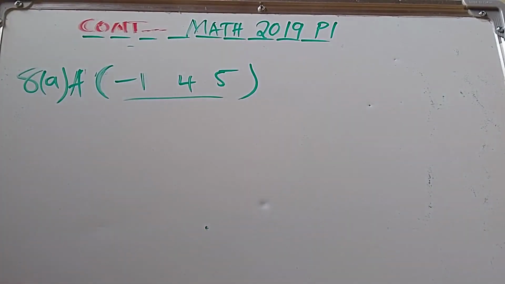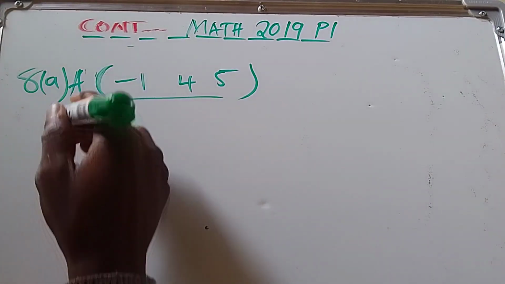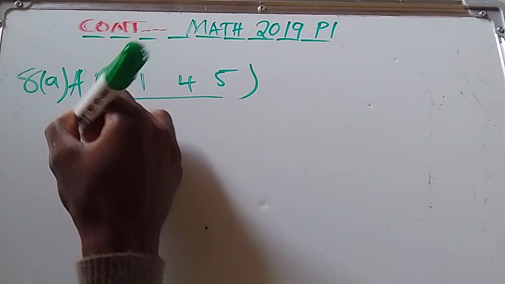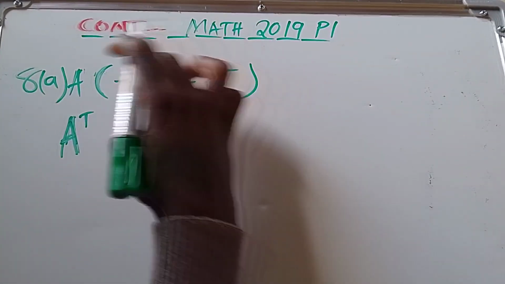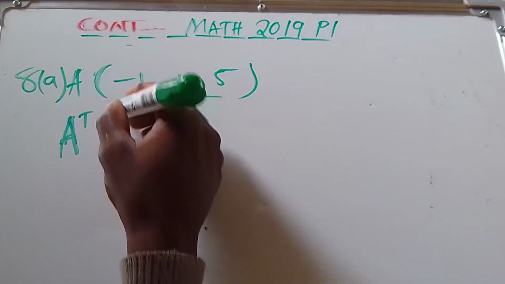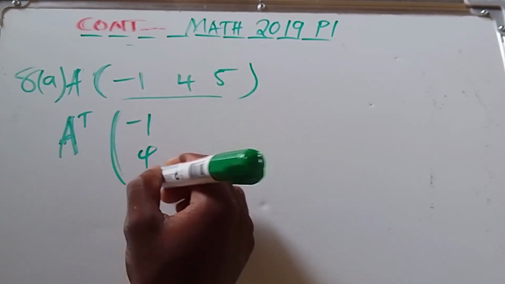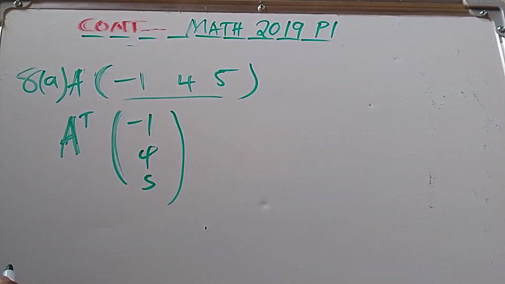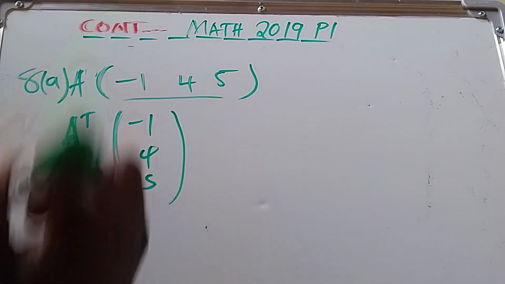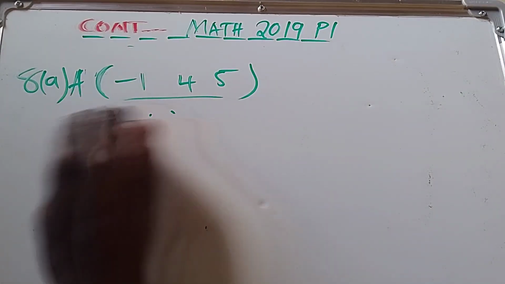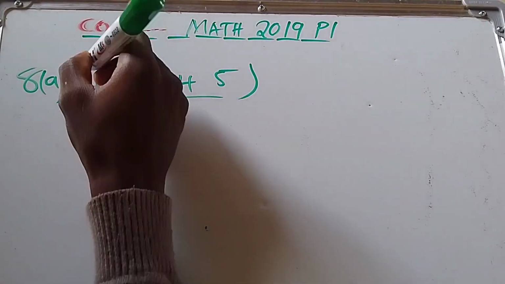So for you to write the transpose, they are just telling you to write it in the opposite form. From the row, you remove it and write it in column form, which is 1, 4, 5. So that is if this is matrix A and this is the transpose. Here what you have been told is that this is the transpose.